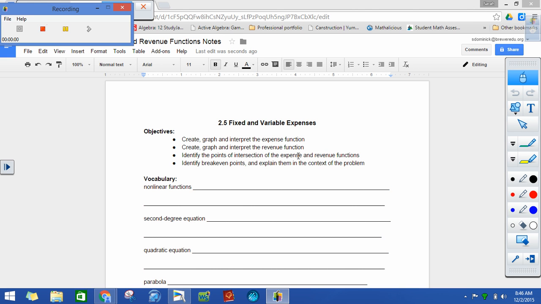So these are your 2-5 notes. It's on fixed and variable expenses. You've kind of gone over this a little bit before. But instead, today you're going to create, graph, and interpret the expense function. You're going to do the same thing for the revenue function.